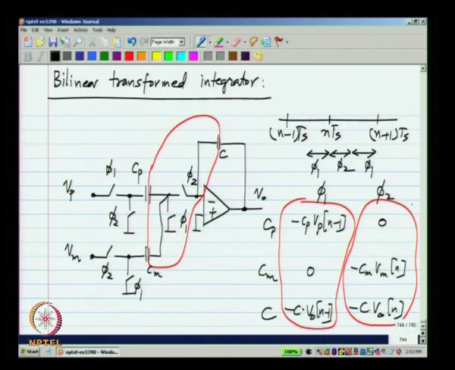Okay. So, by using this integrator as a building block, you will be able to realize any bilinearly transformed filter, any filter that uses bilinear transform to go from continuous time to discrete time. Okay. So, that is a general way of doing things, and I will also show one particular addition that is sometimes useful.